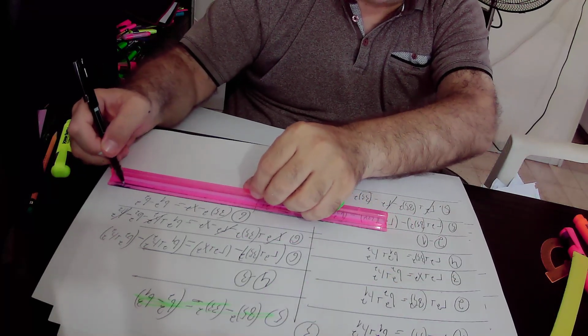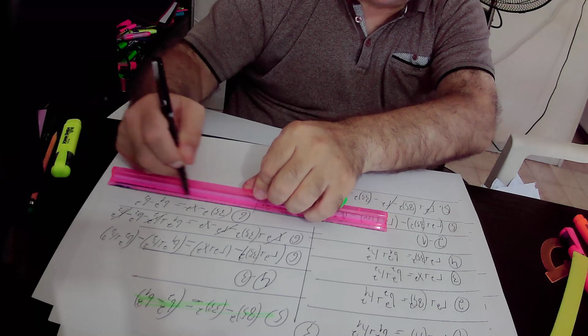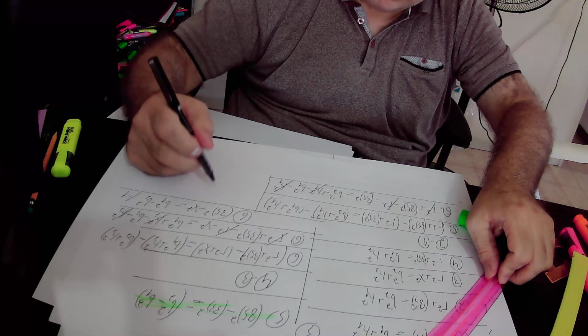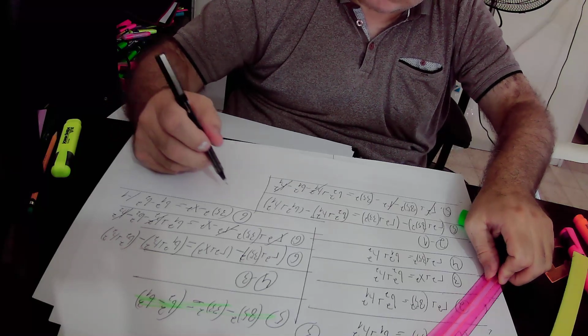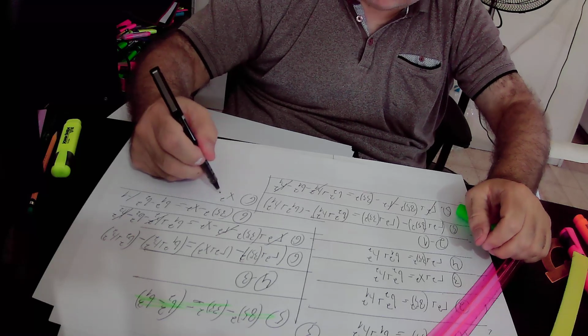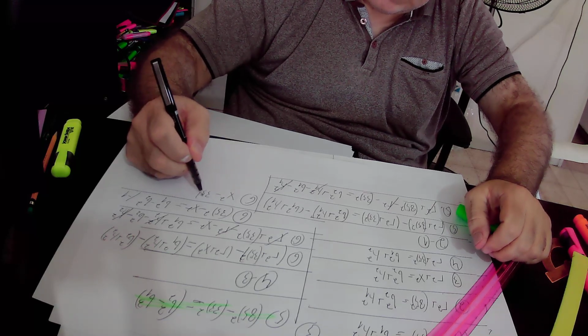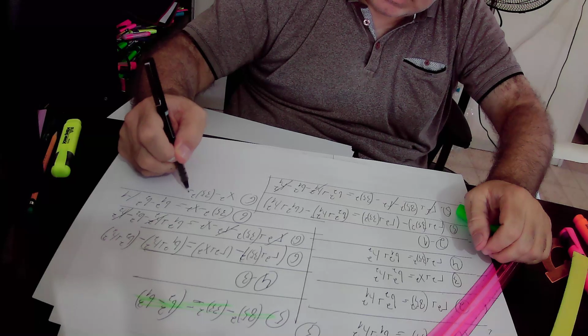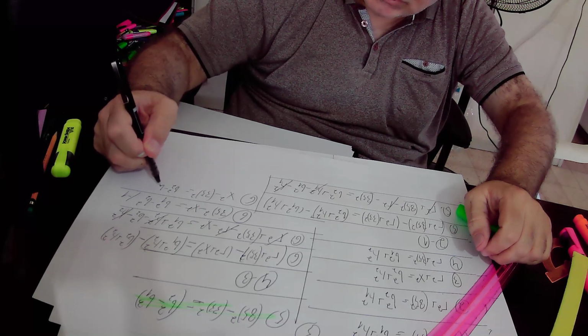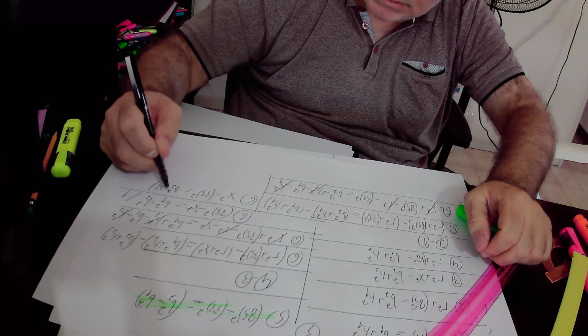So here we will multiply this equation number 6 by minus 1, and we get that according to equation number 6, X square minus 35 square equals B2 square minus B1 square.